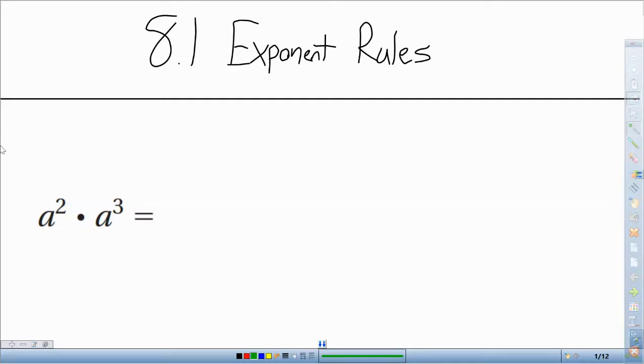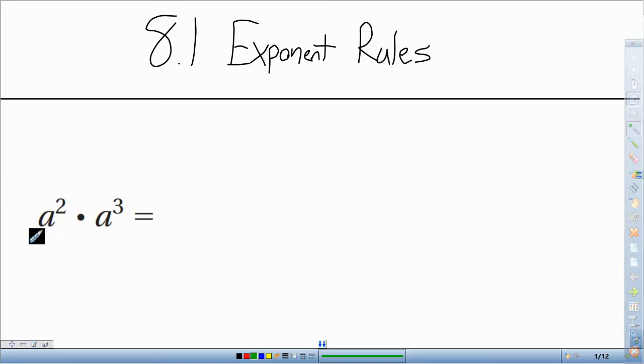Hey everybody. So we're getting into chapter 8 here that deals with exponents. And today we're going to start out by looking at some of the basic rules for exponents. So go ahead and get this title here, and we're going to break down this first rule.